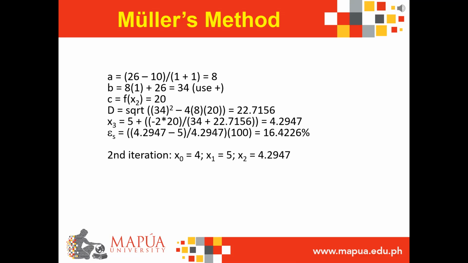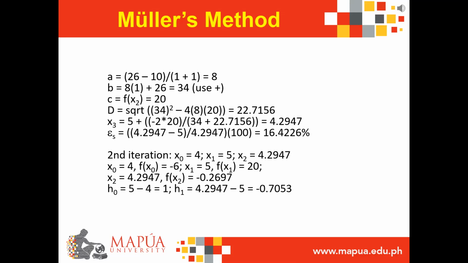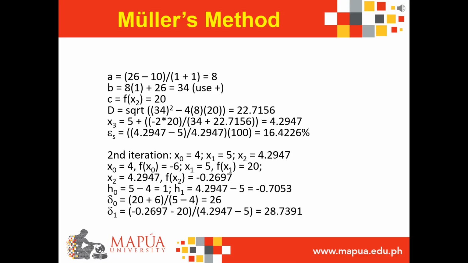On the second iteration, then we disregard x0, we substitute our x1 as x0, which turns out to be 4. Your x1 now becomes 5, and your x2 becomes 4.2947. Substituting these functions to your iterative formula would give us a curve fitting parameters h0 equal to 1 and h1 equal to negative 0.7053. A delta 0 of 26 and a delta 1 equal to 28.7391.